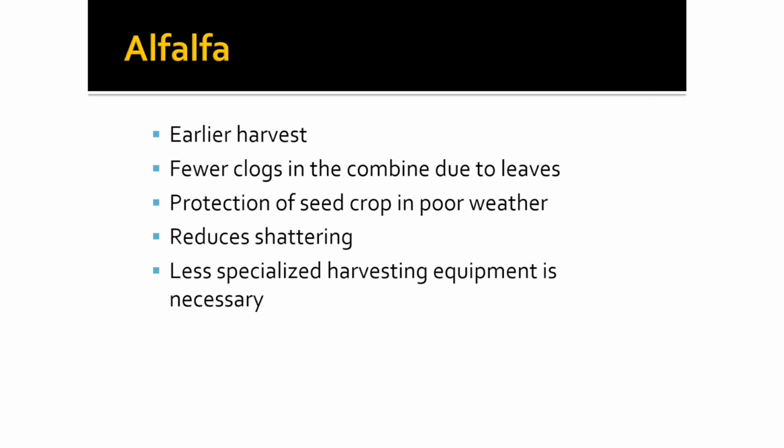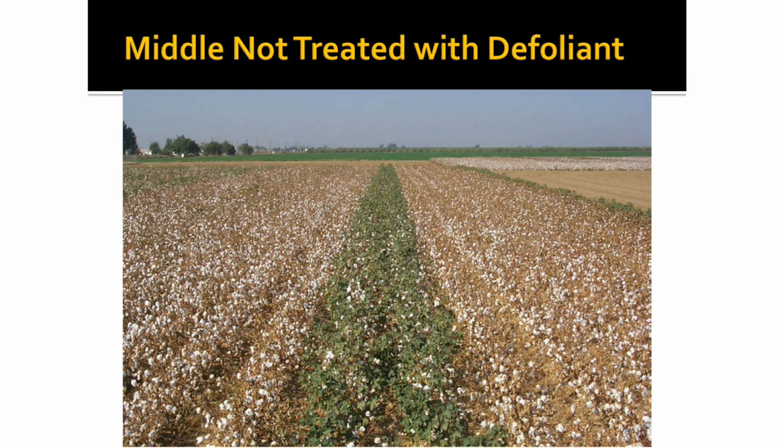And then apparently you can use it on alfalfa. Fewer cogs in the combine. This is more for seed production. It reduces shattering. Shattering is when your seed pods open and drop the seed to the floor, so it can reduce that as well. So this kind of stuff is only really used in the production of things that produce seeds. Cotton is technically a seed, or at least has seeds on the inside of it. So I suppose you could call it a fruit if you wanted to.